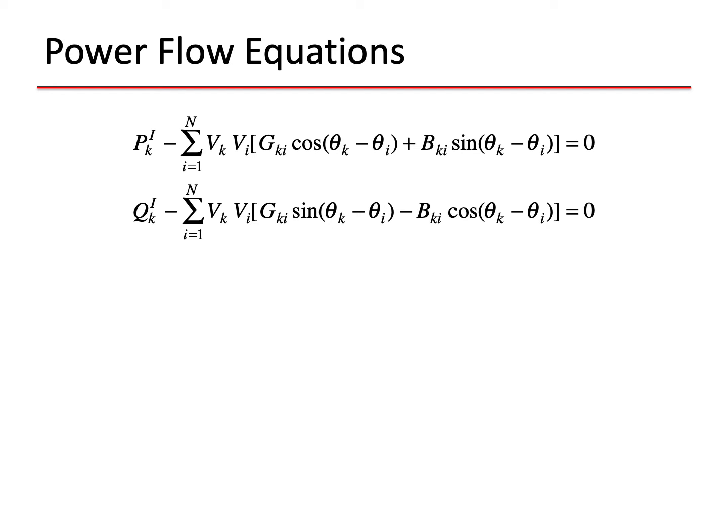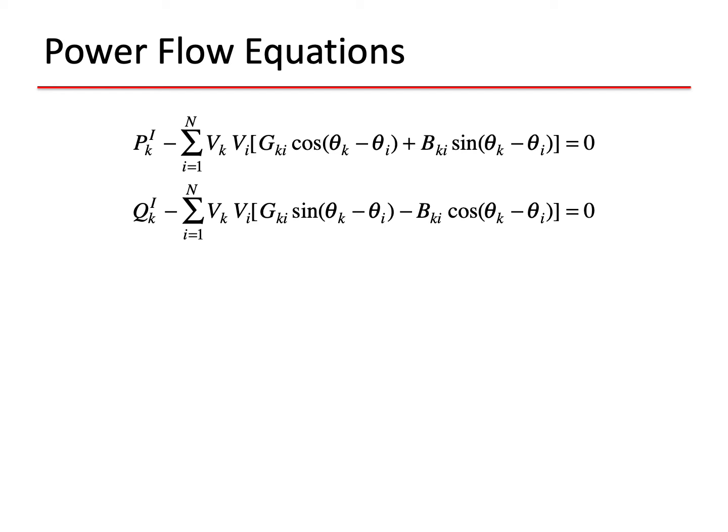Remember that these equations express the power balance at each bus or node in the network. We have one equation for the active power balance and one for the reactive power balance. Let's consider, for example, the power balance at bus K. We have the injected power at bus K, that is the power injected by the generators or extracted by the loads, Pk for the active power and Qk for the reactive power. This power injected must be equal to the power flowing in and out of the bus K on the various lines connected to this bus.